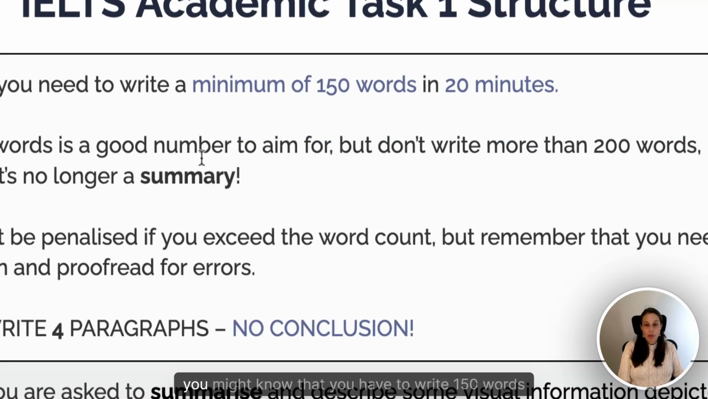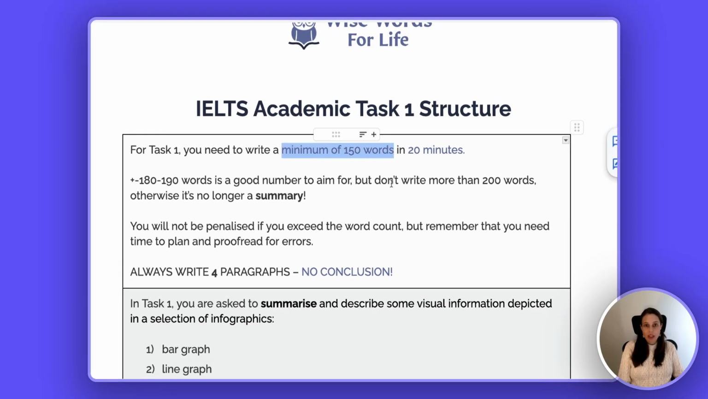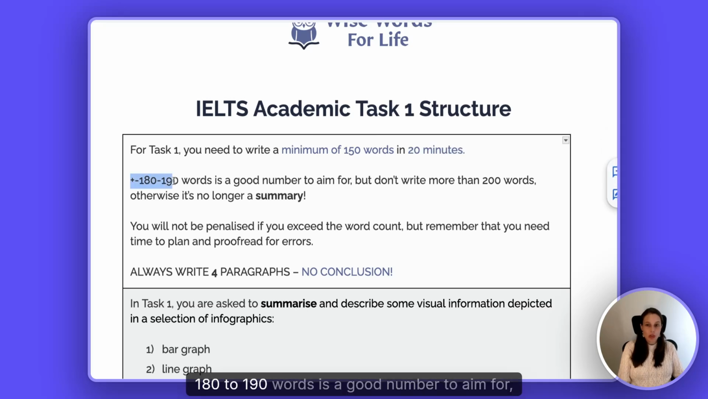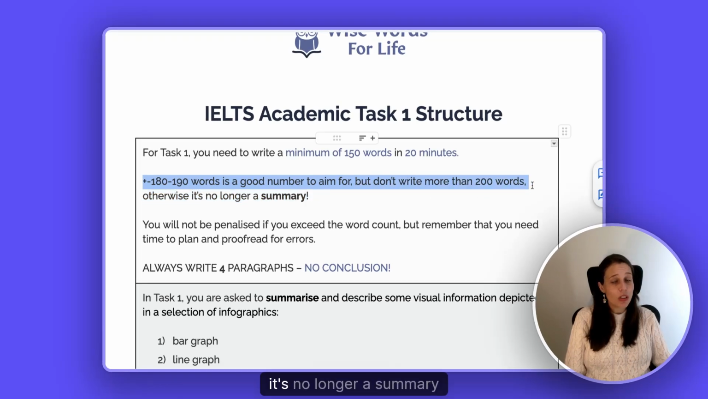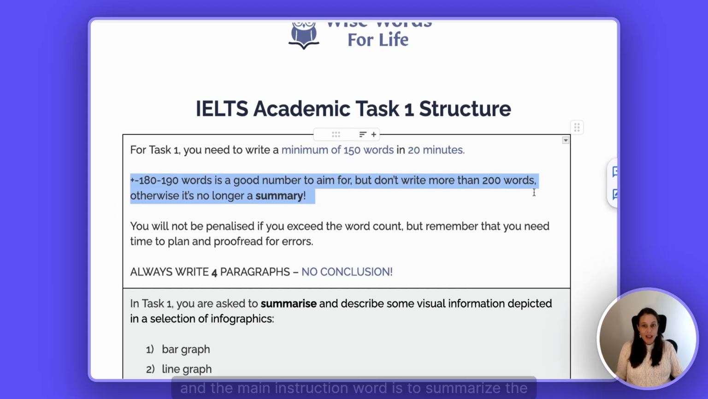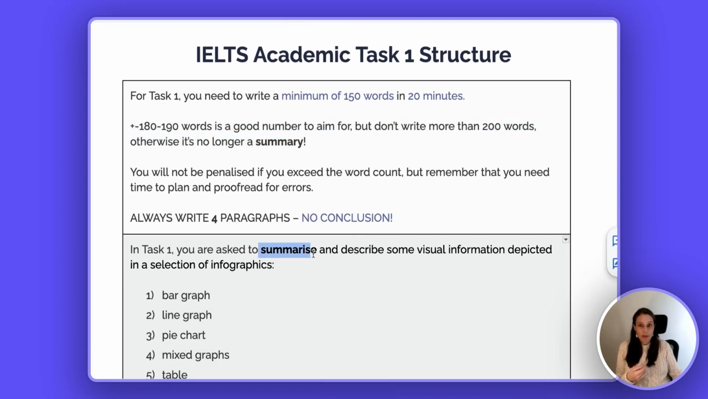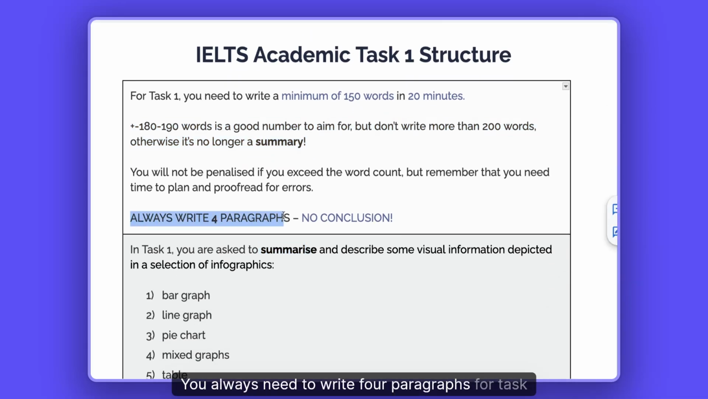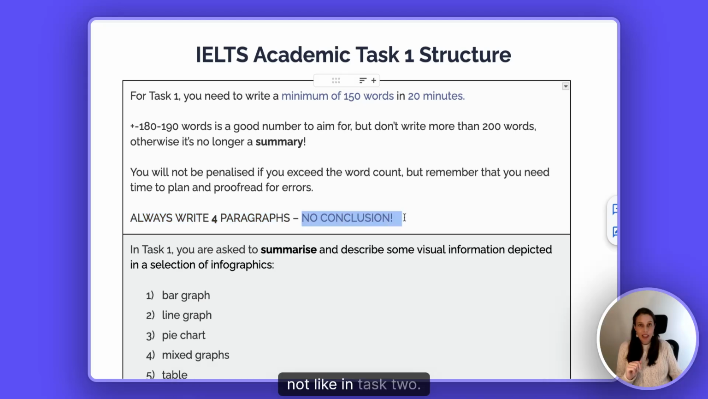So let's get started. So you might know that you have to write 150 words in 20 minutes for Task 1. 180 to 190 words is a good number to aim for, but please don't write more than 200 words. Otherwise, it's no longer a summary. And the main instruction word is to summarize the data. You always need to write 4 paragraphs for Task 1, but no conclusion, please. Not like in Task 2.